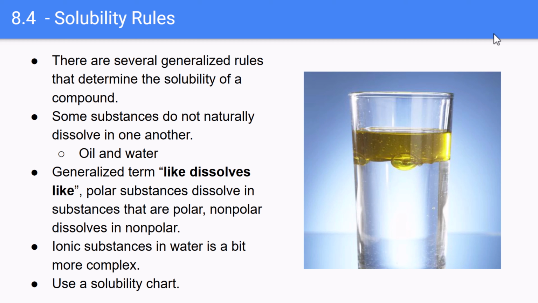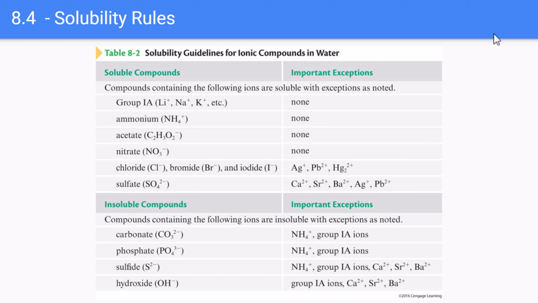Ionic substances in water are a bit more complex. There's not really a set of simple rules that govern whether an ionic substance will dissolve or not, so we use a solubility chart in order to figure that out. And you see that here on this page. Here you can see that there are some soluble compounds, some insoluble compounds, and exceptions to these rules. Remember, exceptions to the rules will be the opposite.